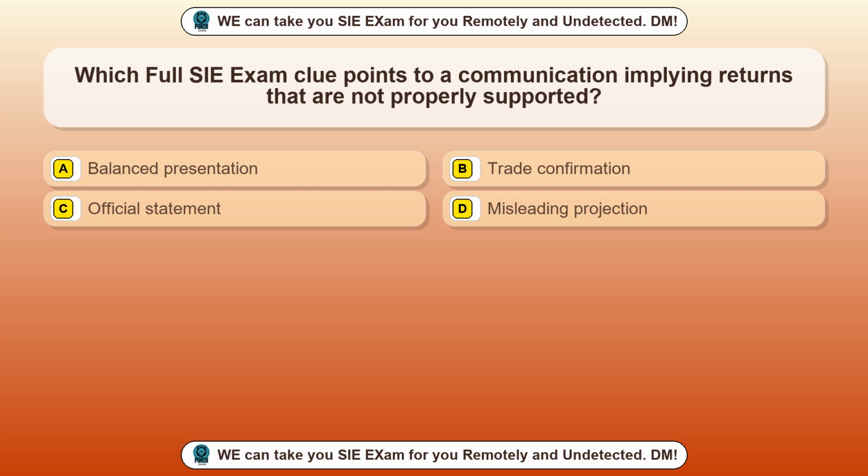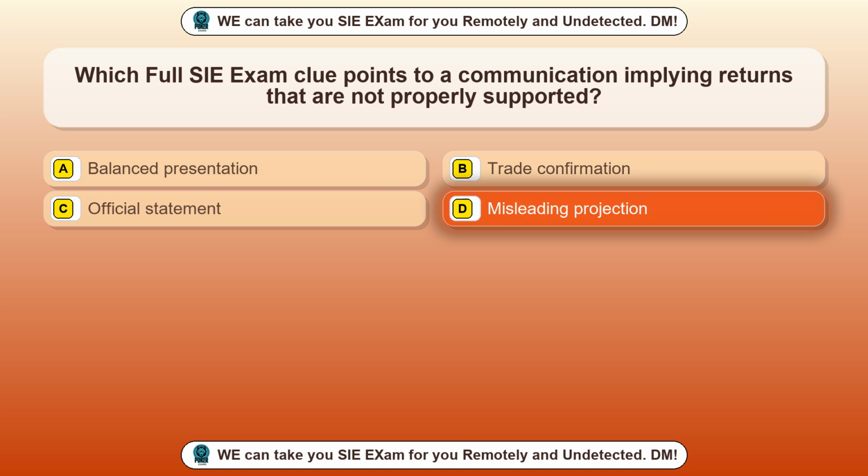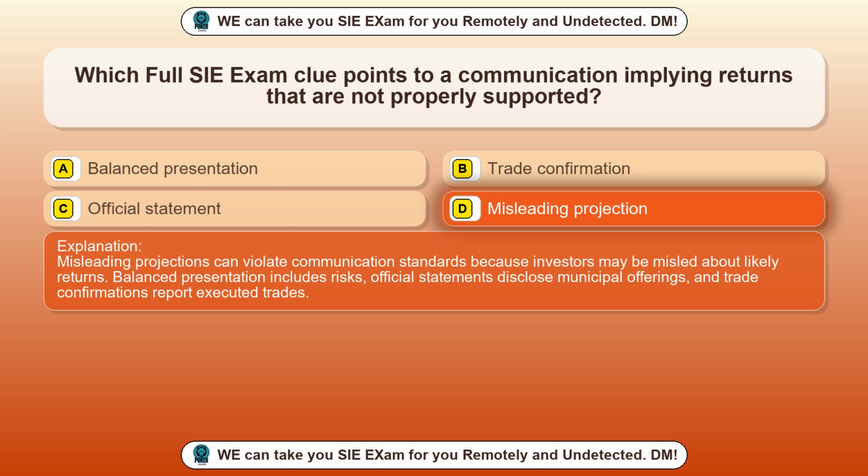Question 66. Which full SIE exam clue points to a communication implying returns that are not properly supported? Option A, balanced presentation. Option B, trade confirmation. Option C, official statement. Option D, misleading projection. The correct answer is option D, misleading projection. Misleading projections can violate communication standards because investors may be misled about likely returns. Balanced presentation includes risks, official statements disclose municipal offerings, and trade confirmations report executed trades.